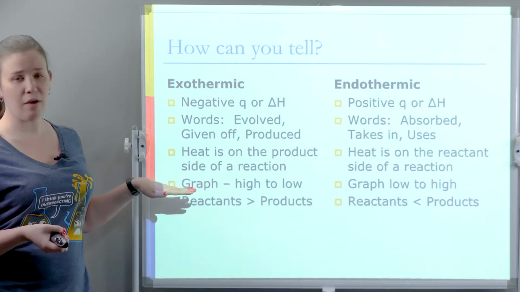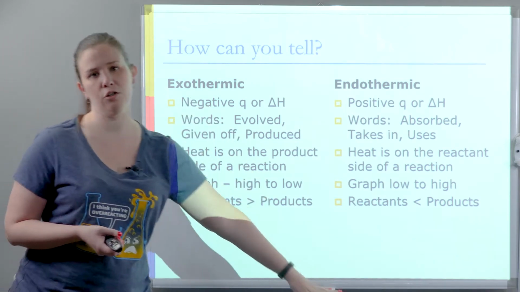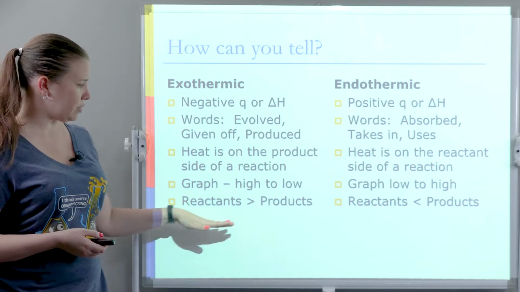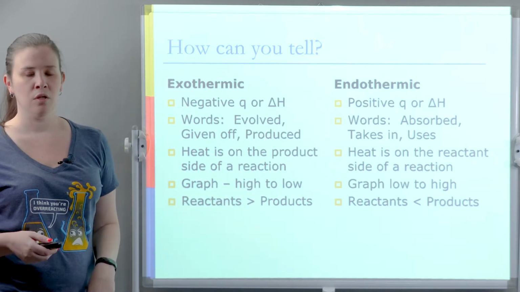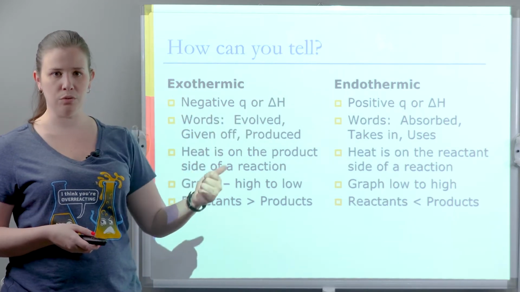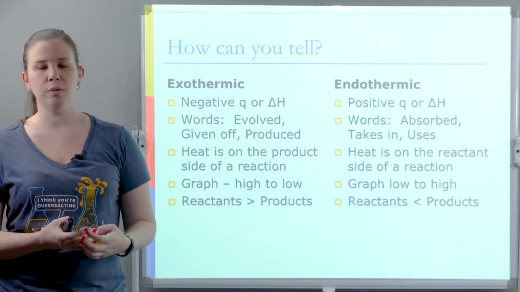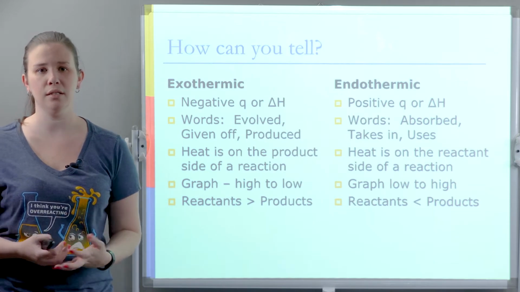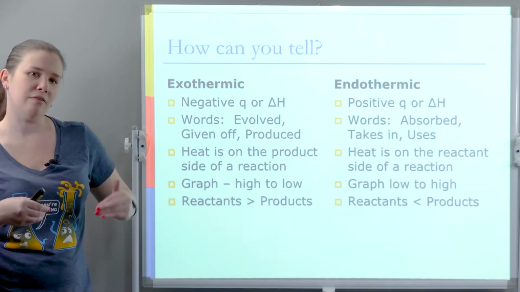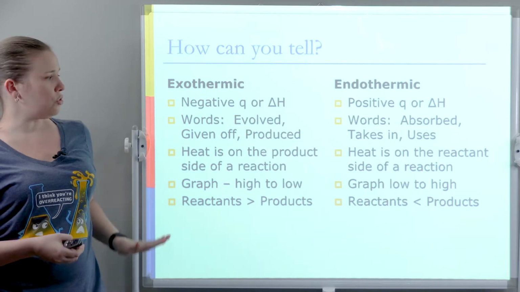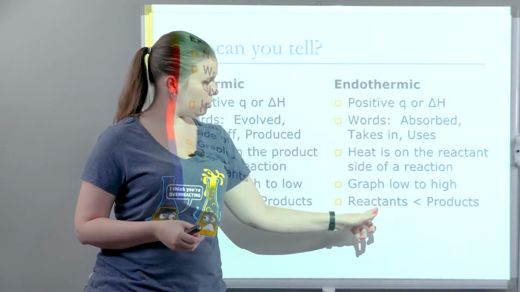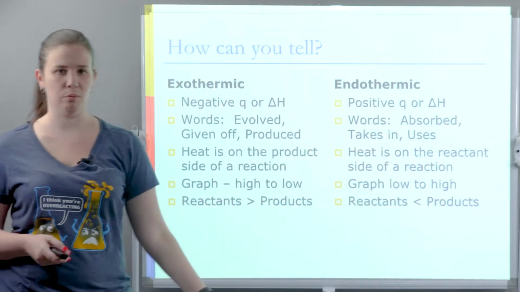And then the graph that we looked at showed that the energy overall decreased. The reactants had a higher energy than the products. The reactant energy was greater than the products. On the endothermic side of things, we would have a positive delta H or Q. You're looking for words like absorbed, takes in, uses, heated, and the heat would be on the reactant side of the thermochemical equation, on the left-hand side. The graph would start off low and end up higher, with the products having more energy, so the reactants would have less energy than the products.